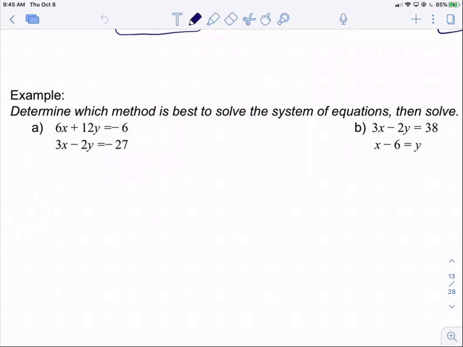If you use substitution on your paper, see if you get the same answer. That's fine. So elimination. Do we want to get rid of X or Y? Phones away, guys. Okay, get rid of Y. So we're looking at 12Y and negative 2Y. What's the smallest number that they both multiply to be? Can we multiply 12 by something to get to negative 2? Allison said we can multiply negative 2 by 6.